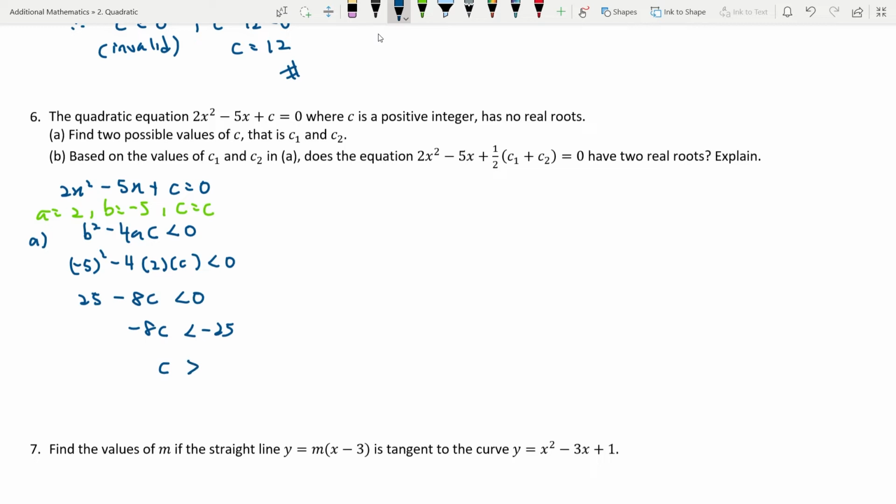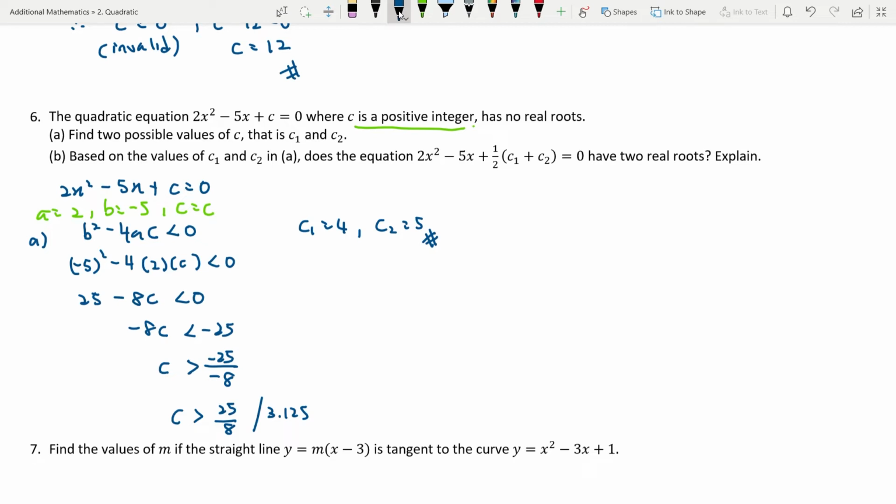Therefore, c is greater than -25 over -8. c is greater than 25 over 8, or 3.125. We are asked to find two possible values of c, so we can choose any value as long as it is greater than 3.125. And c is a positive integer, so we can only choose integers. The two smallest possible values for c are 4 and 5. Any positive integer greater than 3.125 will do.